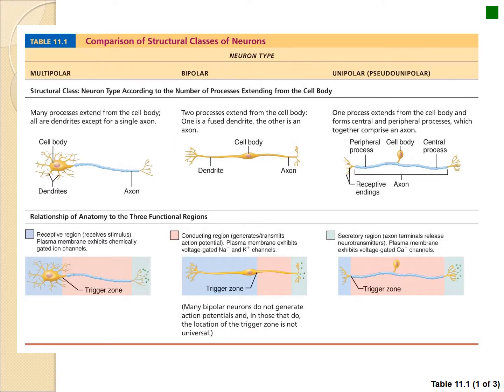So let's look at these again. Here's your multipolar. Lots of areas where the dendrites come in. That's where the multi comes from. And these can come from basically sensory structures. This information comes from other neurons. What it's doing is listening to a lot of information and funneling it right in there.